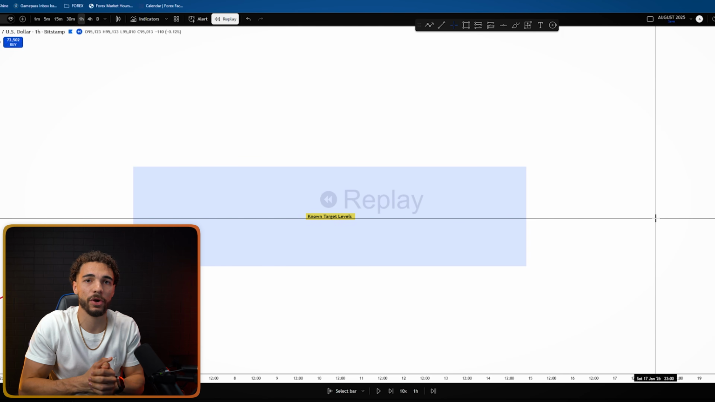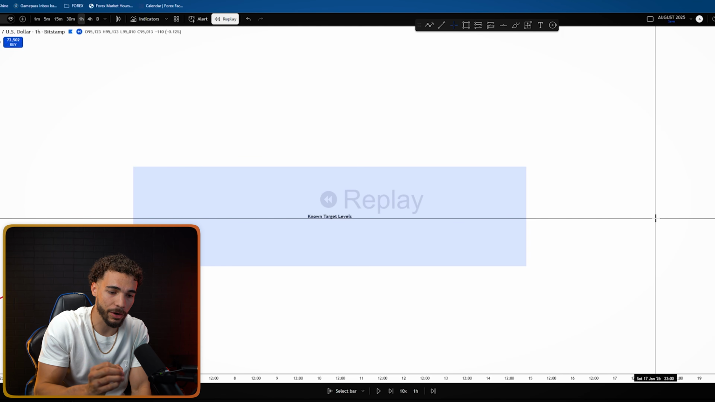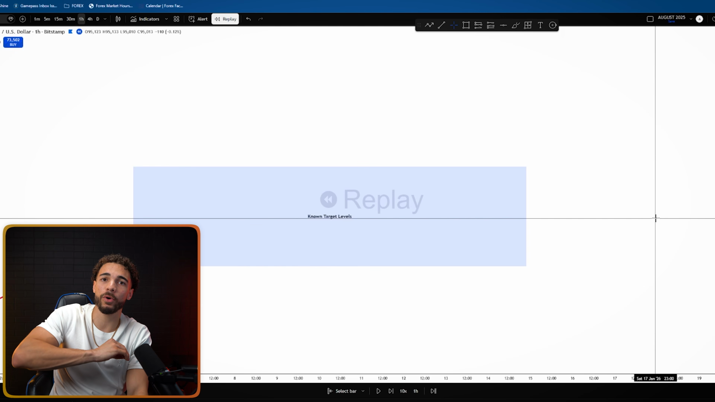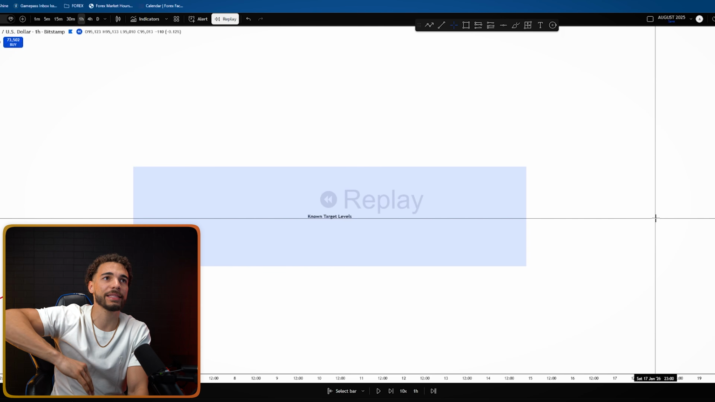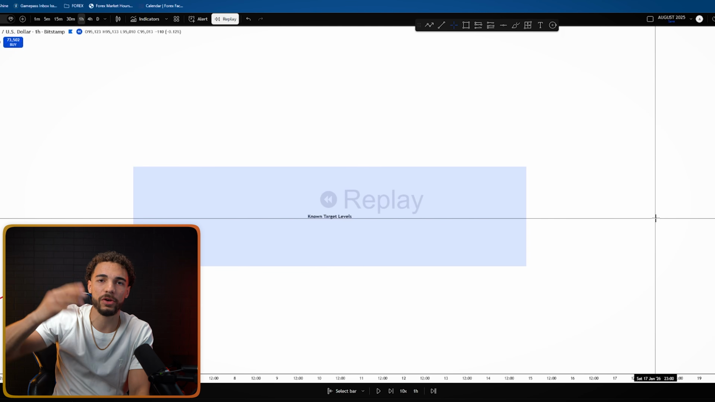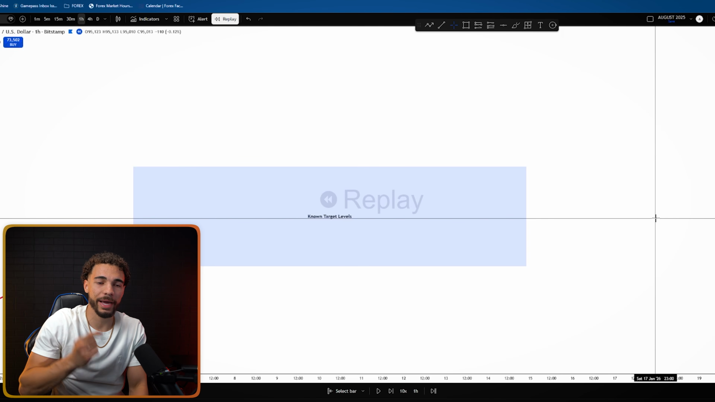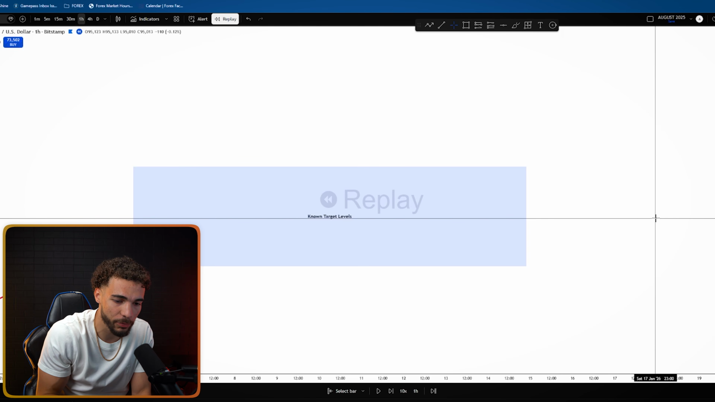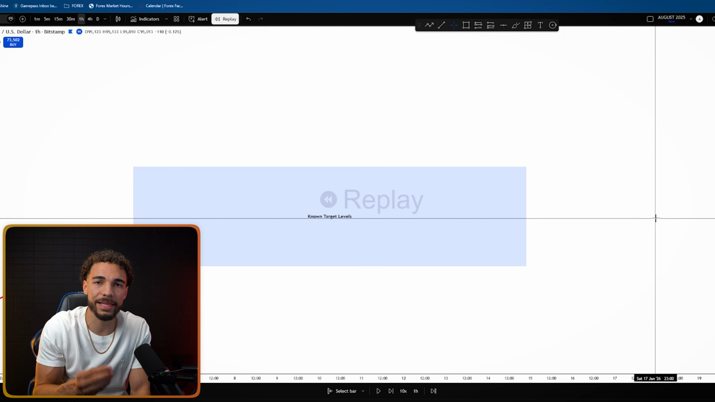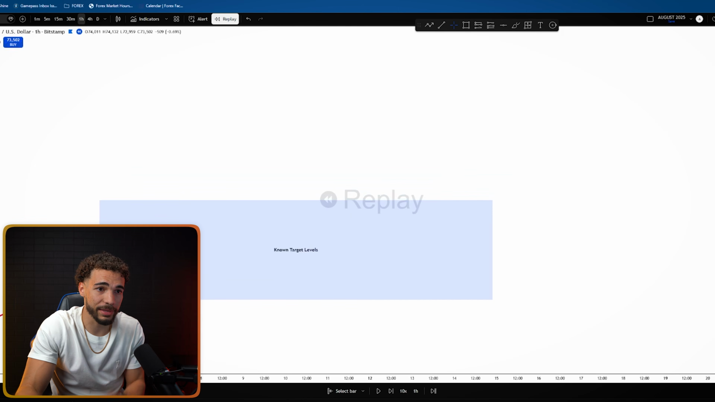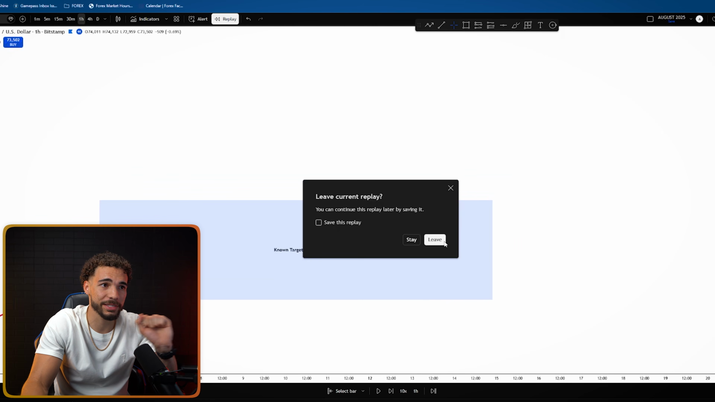Now, what do I mean by known target levels? A lot of traders get caught up in this whole idea that they have to milk the shit out of their trades and let them run all the way for 1,000 pips. But that's not true. And a lot of traders get caught up and end up targeting something that is way too far, way too unrealistic, and in the end, they lose money because of this. And this one simple trick right here is literally going to solve all of that.